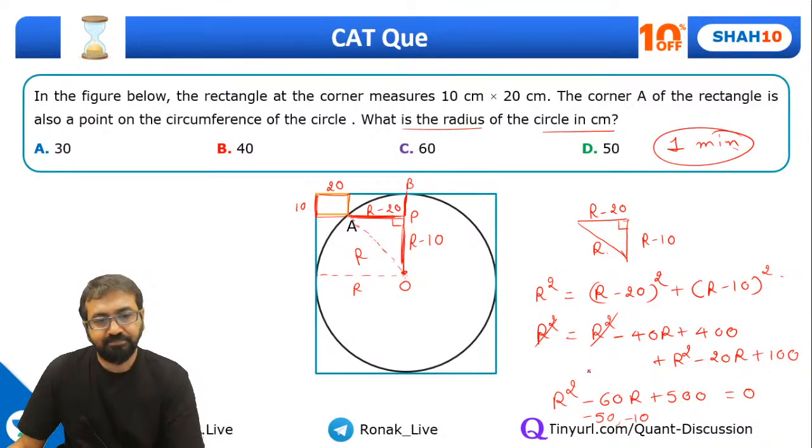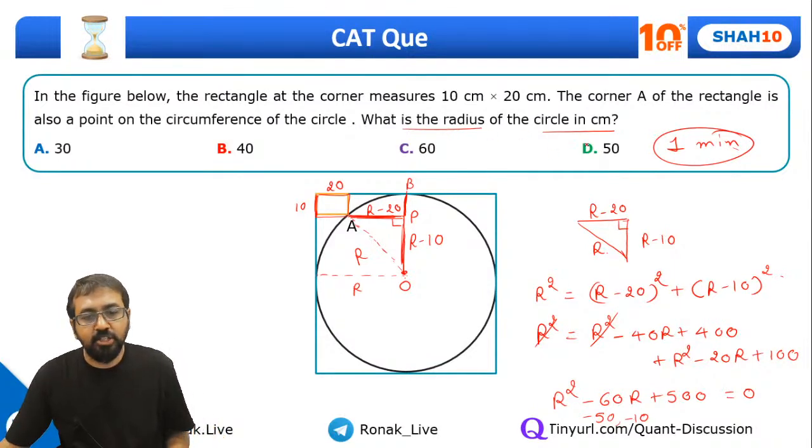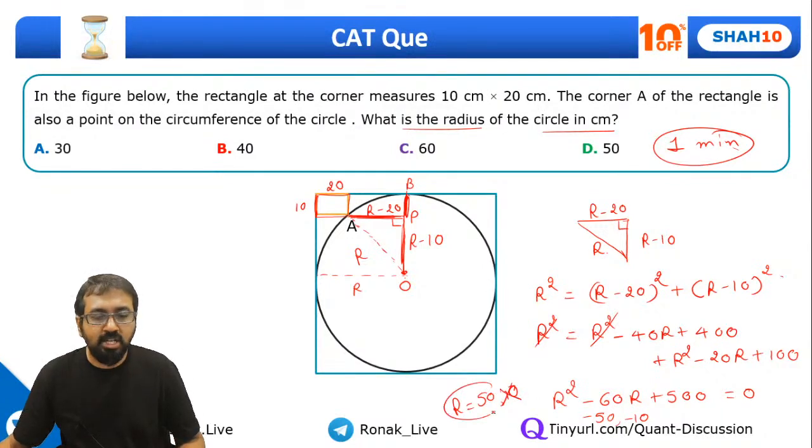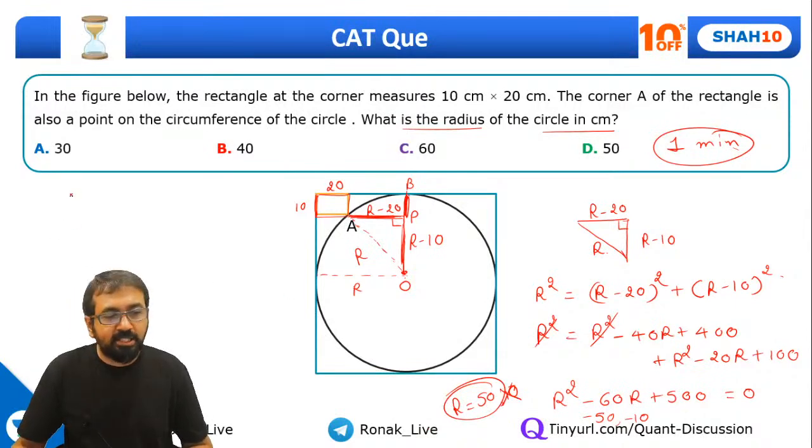Okay, you need to find out the radius of the larger circle. So if you just solve this quadratic, the value of R will come out to be 50 or 10. Now of course this part is 10, so this complete radius has to be more than 10, so 10 is not possible, so the answer has to be 50, isn't it? Now let's look at the alternate method to solve this question.